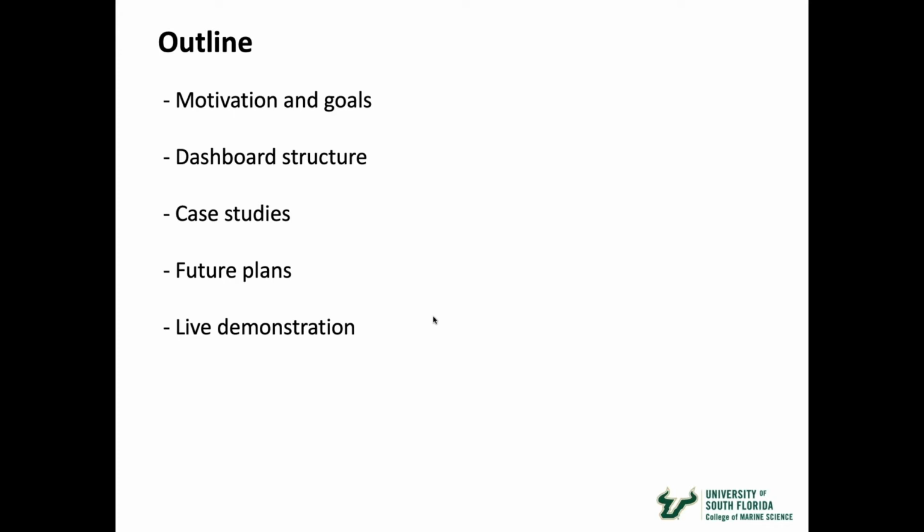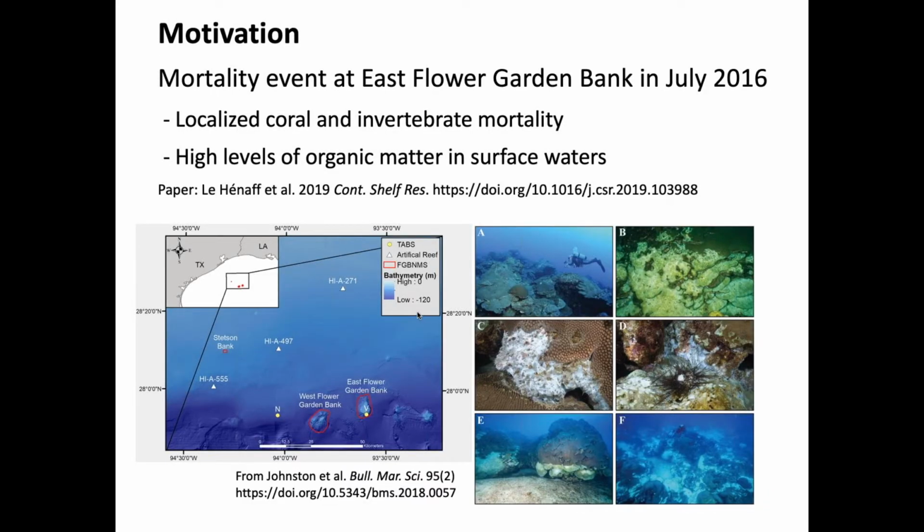So let's get started. The motivation here, it all started back in 2016 when some of our colleagues at the Flower Garden Banks National Marine Sanctuary had some reports of a highly localized coral and invertebrate mortality event that struck on July 25th, or that was the first report of it in any case, in 2016. And so, some things came out of that event.